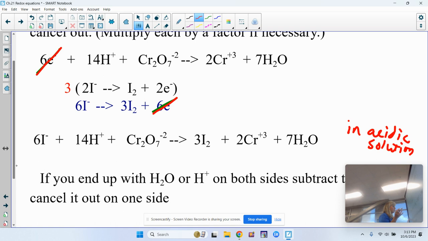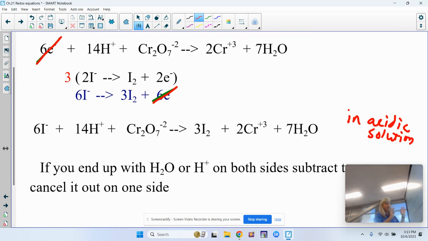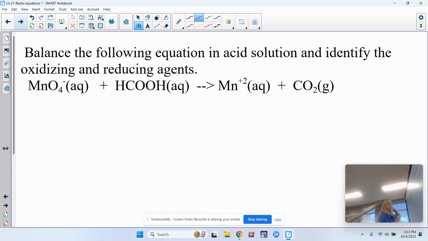Okay, but one more time, when you put them together, if you end up with waters on both or H pluses on both, you have to make sure that you add those if they're on the same side, or cancel them out if one's on one side and one's on the other side. Okay, so that's in acidic solution, you should end up with H plus on one side. Okay, so then if we were going to do this, just kind of going through it a little more quickly without writing out every single step. I kind of do it all at once.